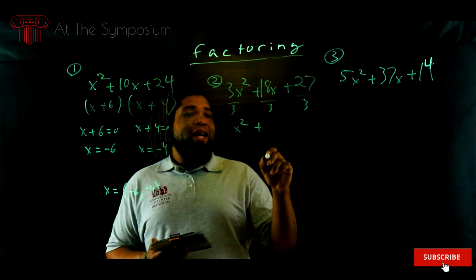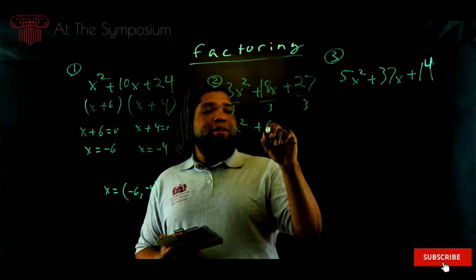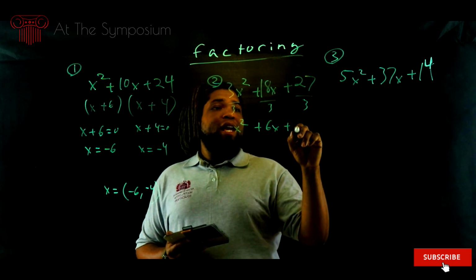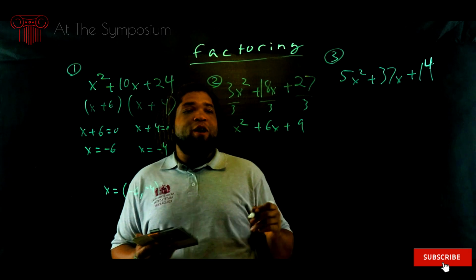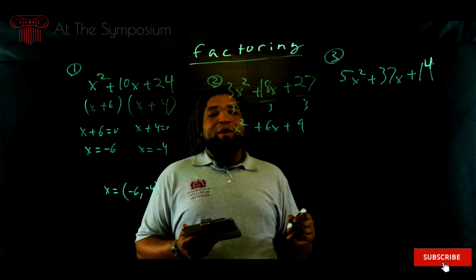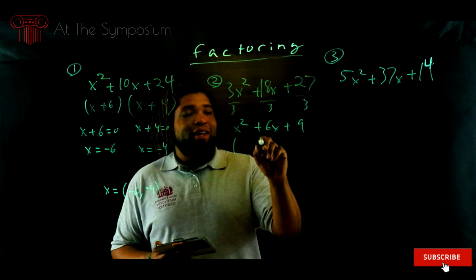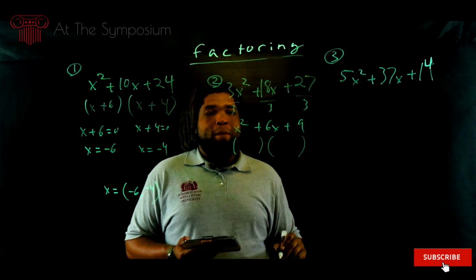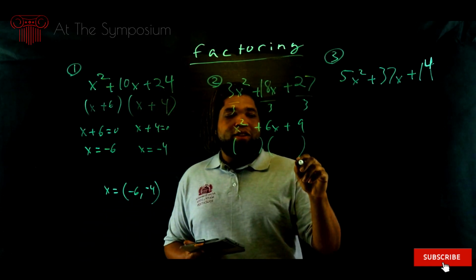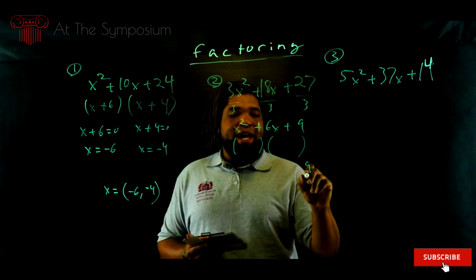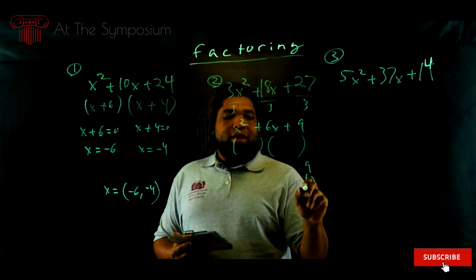18 divided by 3 is going to give us 6x. Now 27 divided by 3 is going to give us 9. So now we have x squared plus 6x plus 9 is going to be our quadratic. And then we just do just like we did over there. Pretty simple. Now we just have to ask the question, what multiplies to give us 9 and will also add up to 6? Pretty simple.